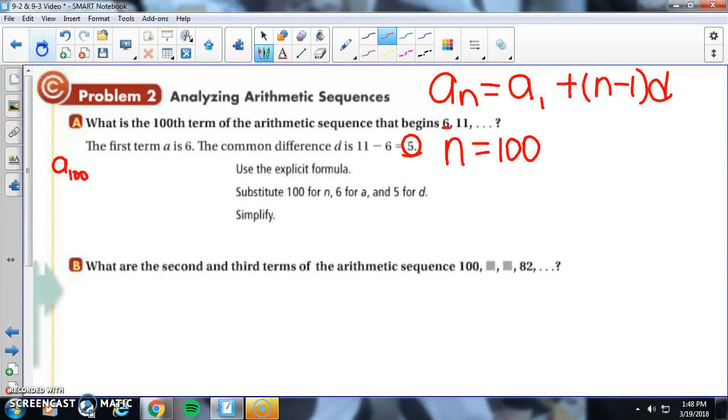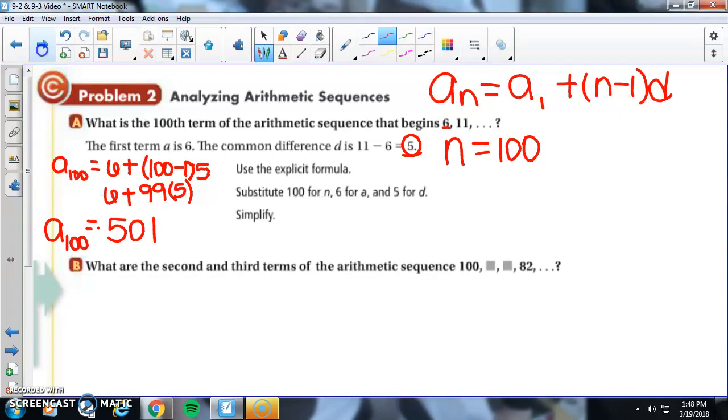A sub 100, meaning the 100th term, is equal to 6 plus 100 minus 1 times 5. So 6 plus 99 times 5. 99 times 5 is 495, plus 6 is 501. Therefore, the 100th term, or A sub 100, is equal to 501.